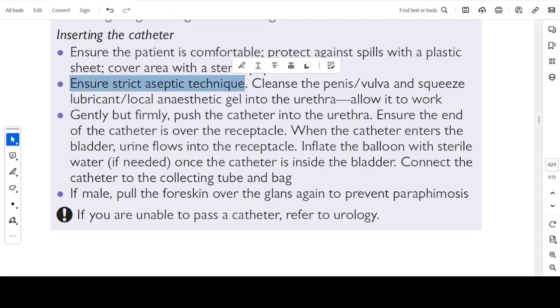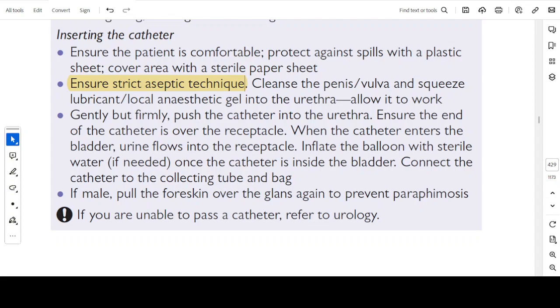Ensure strict aseptic technique. Cleanse the penis and vulva and squeeze the lubricant or local anesthetic gel into the urethra. Allow it to work. Gently but firmly push the catheter into the urethra. Ensure the end of the catheter is over the receptacle. When the catheter enters the bladder, urine flows into the receptacle.